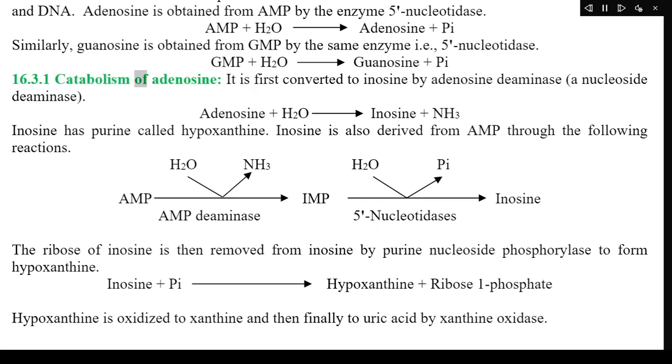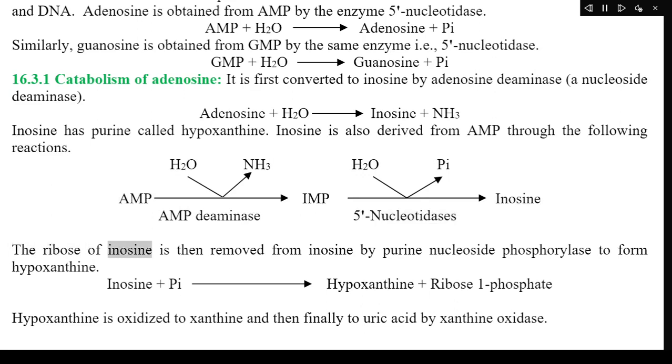16.3.1 Catabolism of adenosine. It is first converted to inosine by adenosine deaminase, a nucleoside deaminase. Adenosine plus H2O gives inosine plus NH3. Inosine has the purine called hypoxanthine. Inosine is also derived from AMP through the following reactions: AMP to inosine, by AMP deaminase, and by 5-nucleotidase, with H2O and NH3.